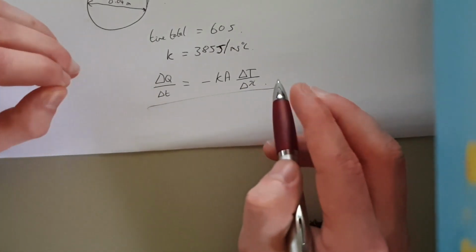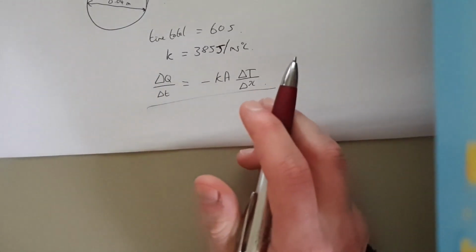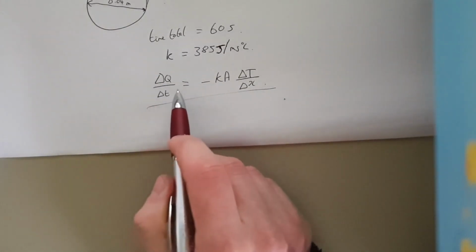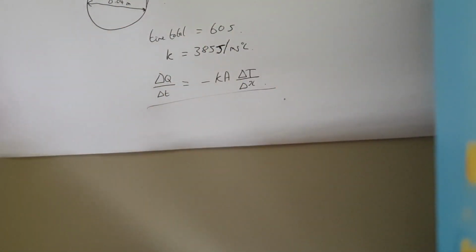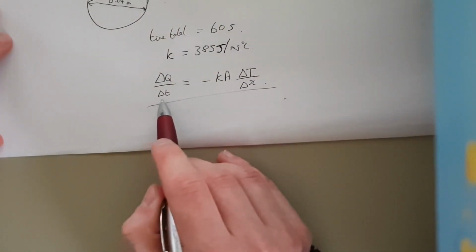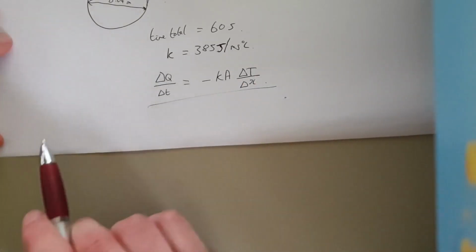But that might sound really complicated, but all it means is you just add up all the bits of energy which are transferred every second. You just add them all up. So we know that this is being held like this for 60 seconds, so we'll just times this equation by 60 seconds to give us the total heat transfer.